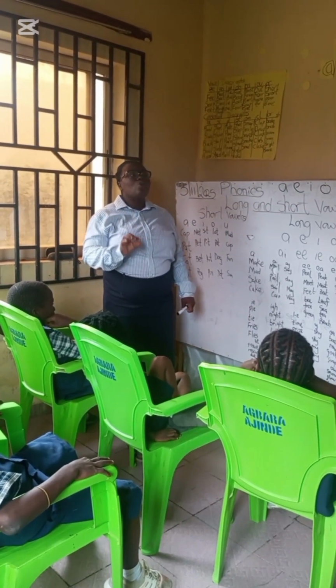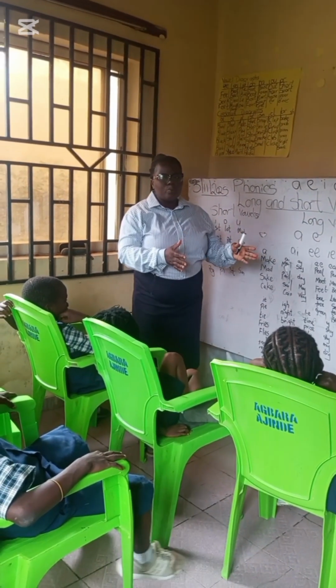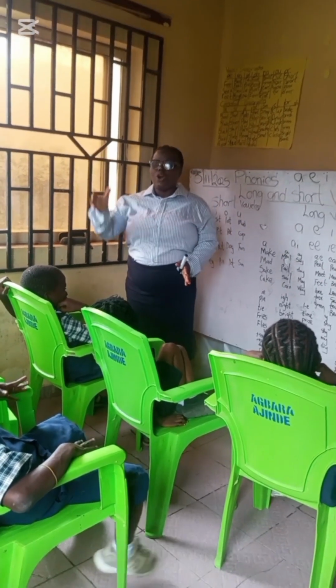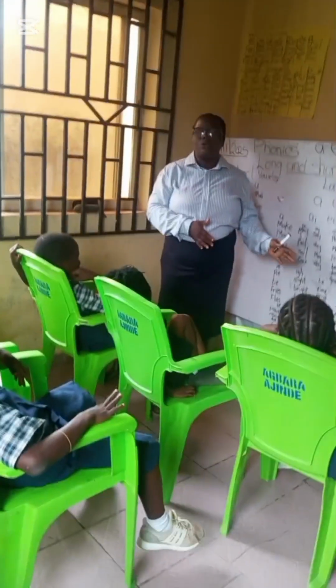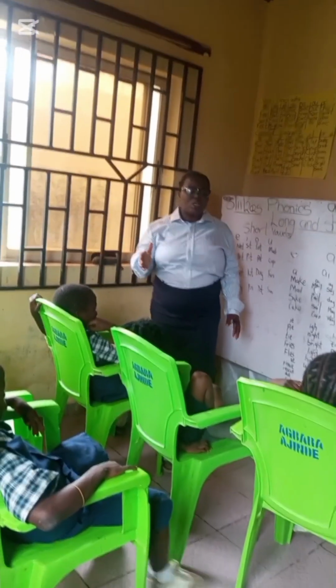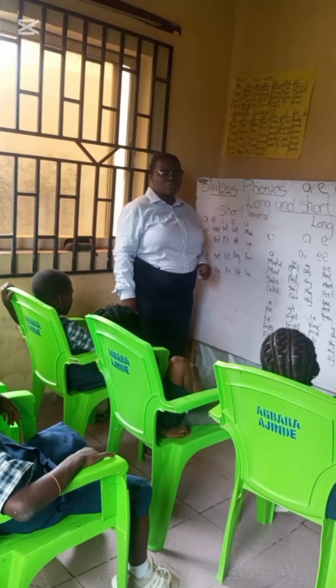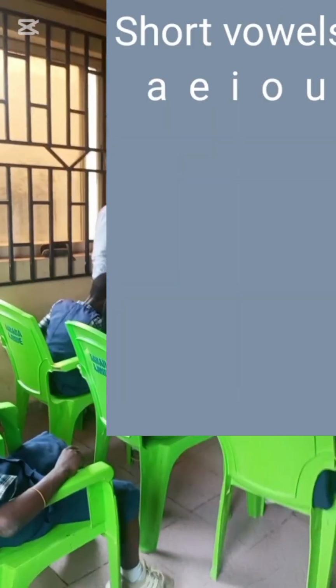Today we will be talking about the long and short vowels. We have two types of vowel: the long vowels and the short vowels. Let's start with the short vowels.